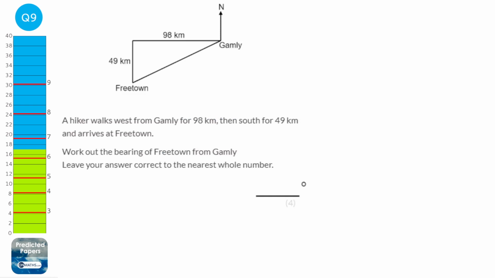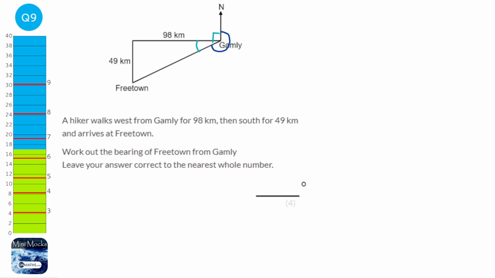So we're asked to find the bearing of Freetown from Gamley. So that is this angle here. And so what we're going to do is we're going to find this angle, and this will obviously be 90 degrees because the hiker walked west, and it's against the west line and the north line, so it's definitely 90 degrees.